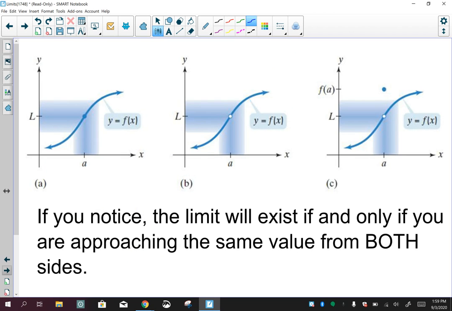Okay. So when we're looking at this, we have these three ways here that are going to help us look at, do we have a limit? If you have one of these three scenarios right here, you're going to have a limit that exists and you're going to be able to give me an answer. Okay. But you have to remember, you have to be approaching the same value from both sides. That's the key. If you don't approach the same value from both sides, you don't have a limit.